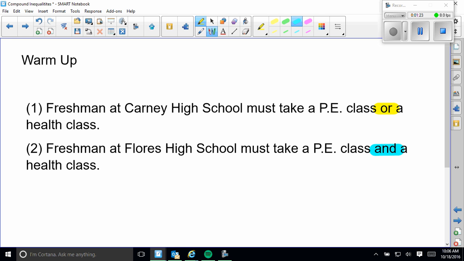Hopefully you wrote down maybe. Joe could take a PE class, but is he required to? No, because he has to take either a PE class or a health class. Since he's a freshman, he could have taken a health class. He could take a PE class, but he's not required to.